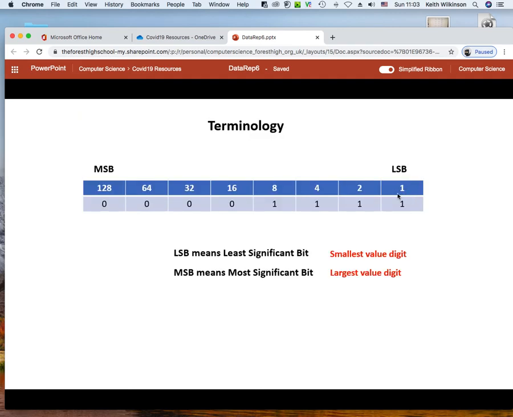I said start at this end and write down your doubling from this end. There are some terms for this particular bit here, the first one on the right hand side. That is called the LSB, or least significant bit. It means it's the smallest value digit. So a 1 in here means it's 1, as in 1p, not a pound. On the other end, I've got what we call the most significant bit, MSB. That's the largest value we can have, which is, in this case, 128. Moving along, it would be 256, then 512, and so forth.